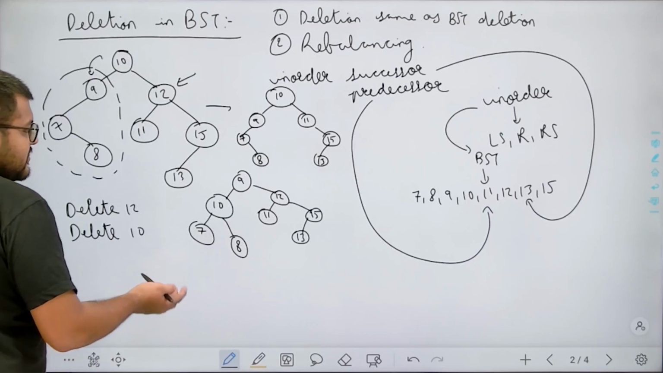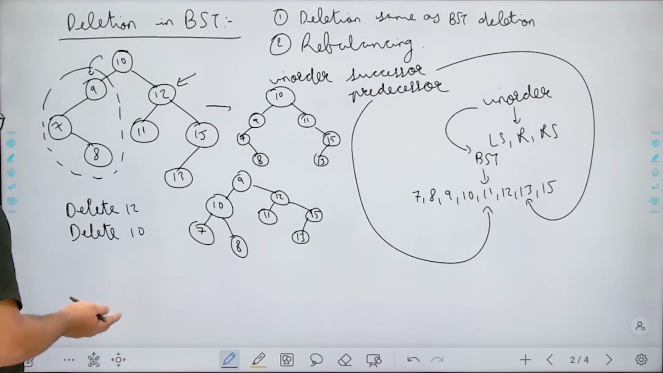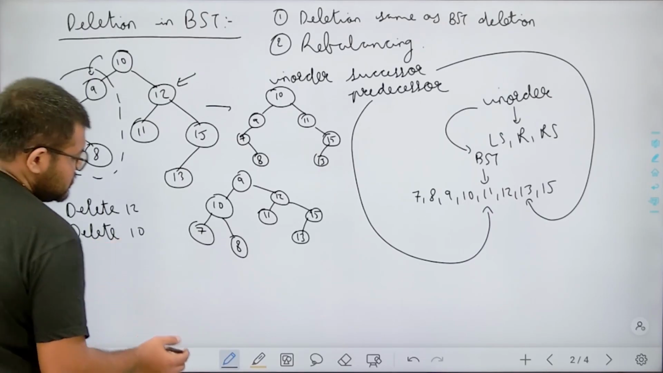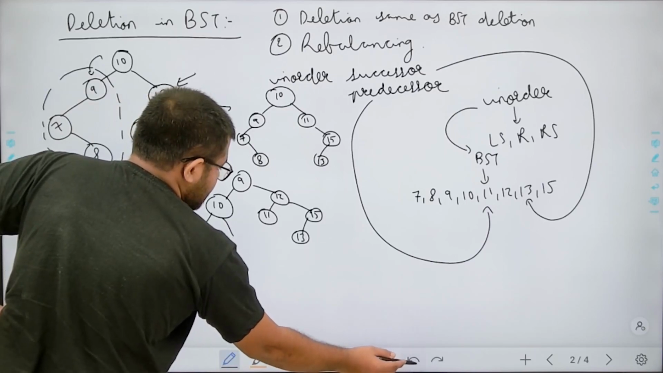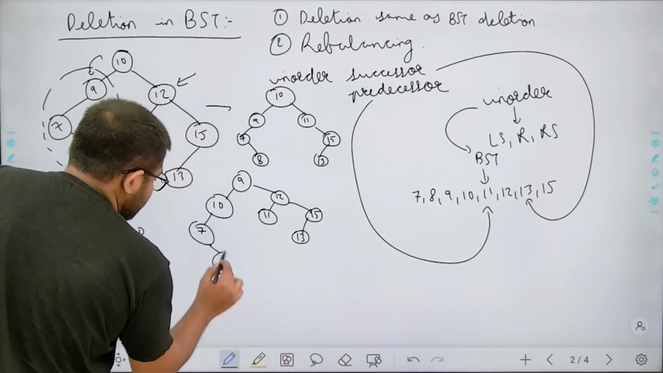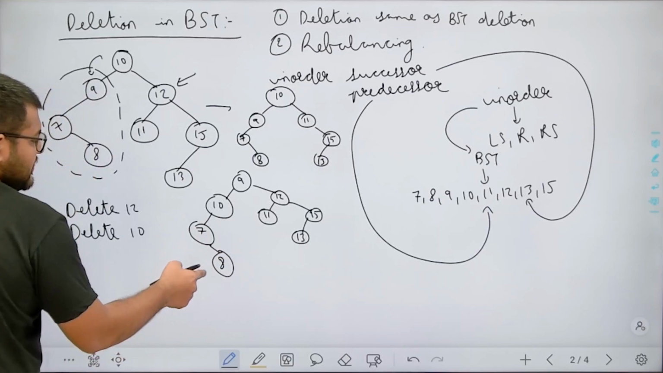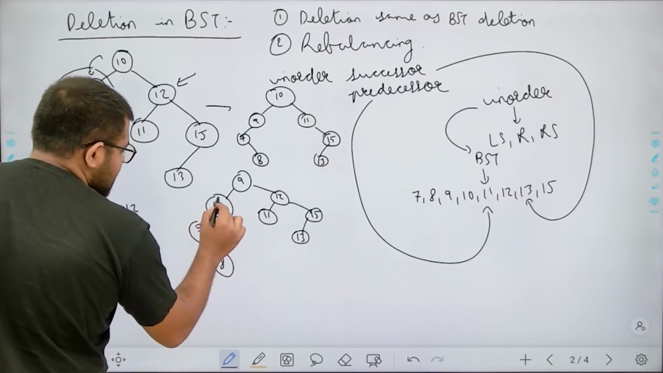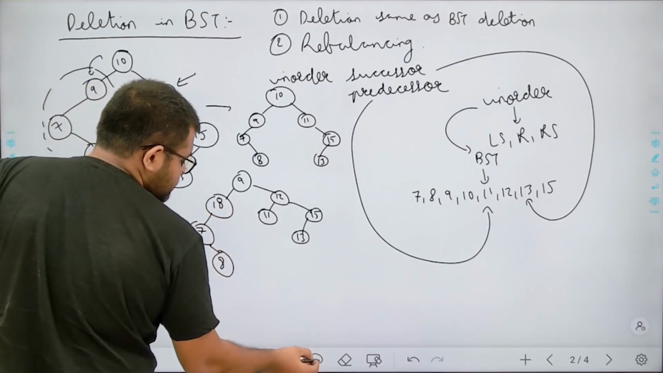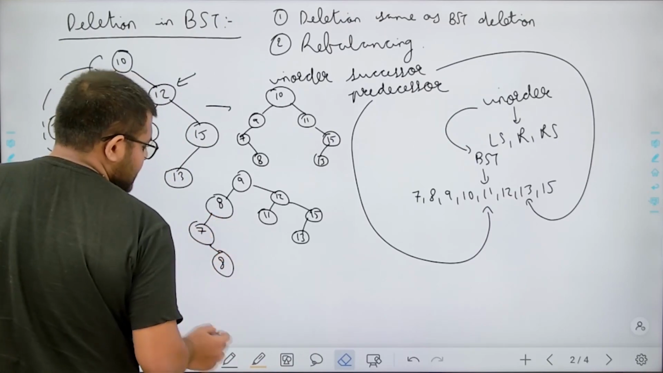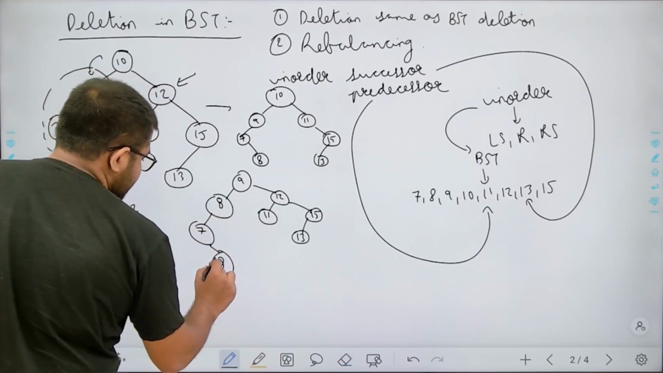Which is it? The largest value in the left subtree. Okay, just a mistake. So basically 8 is here, right? So the largest value in the left subtree is 8. So I'll replace 10 with 8. So this will come here, right? I'll rub it out, and the 10 will come here, right?